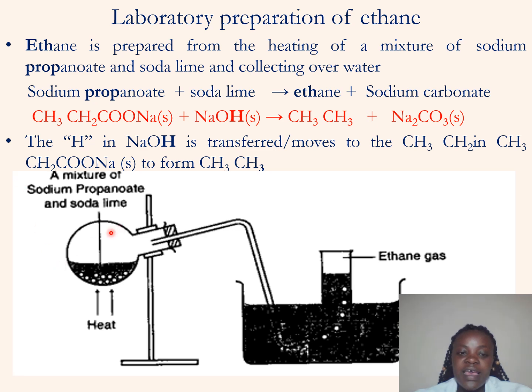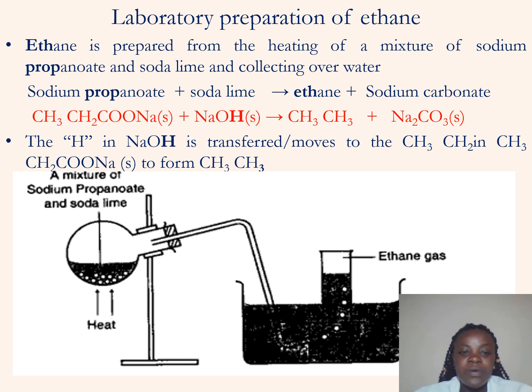Sodium propanoate and soda lime. We have said soda lime is sodium hydroxide. So make sure you can write the correct formulas of the alkanoates. So for the propanoate, that is the formula. And something else we note is that if we want to form ethane, we are picking the alkanoate that is above ethane. So after ethane, we have propane. So the alkanoate will be propanoate.